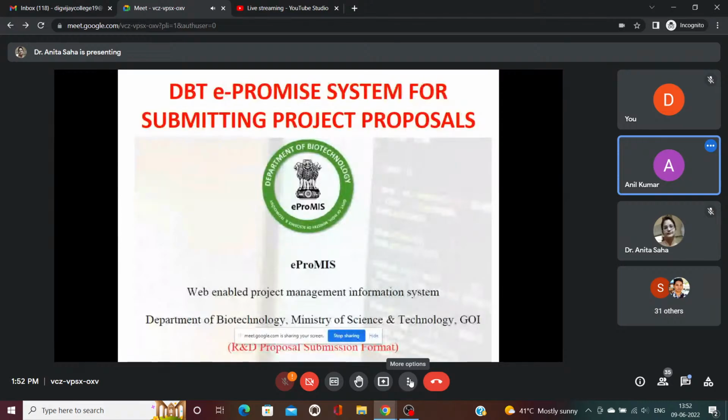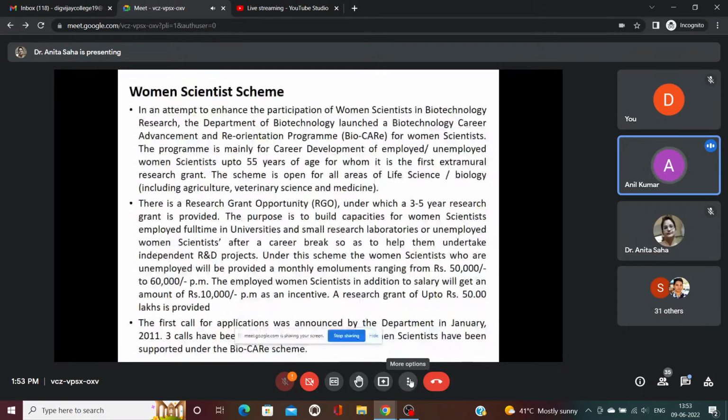Now, the Women Scientist Scheme of the DBT. Go back. One Women Scientist Scheme is being sponsored by the Department of Science and Technology. But this is another Women Scientist Scheme, granted by the DBT, Department of Biotechnology. Both are different programs. In the DBT Women Scientist Scheme, the main aim and objective of the DBT is to enhance the participation of women scientists in biotechnology research.